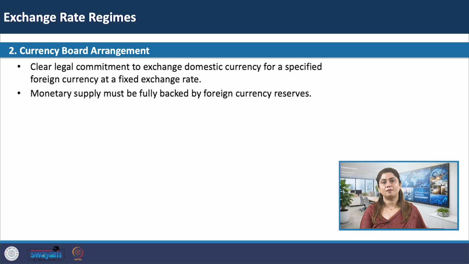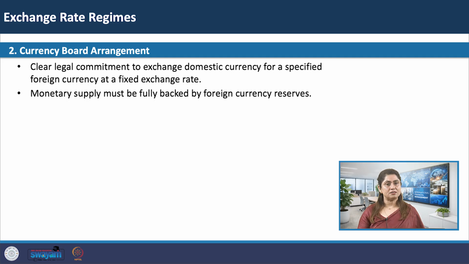Moving along the spectrum, we come to type 2, which is a currency board arrangement. A currency board is similar to dollarization but slightly less rigid. Let me explain the difference. In a currency board system, a country has its own currency, but there is a clear legal commitment to exchange it for a specified foreign currency, usually the US dollar, at a fixed exchange rate.